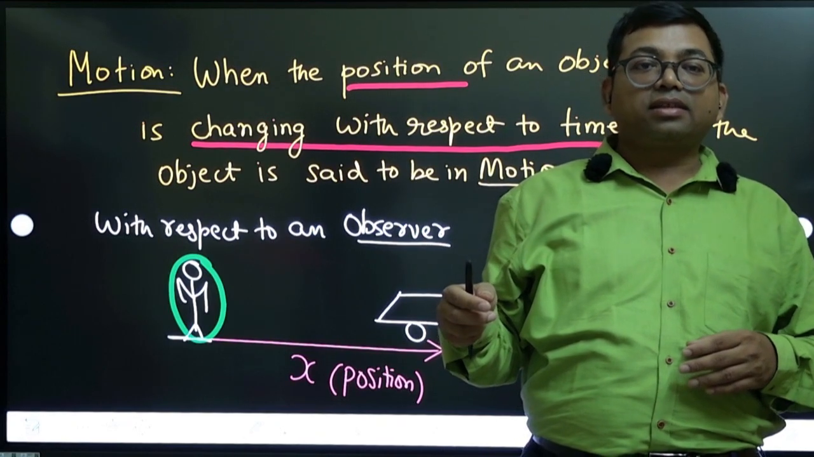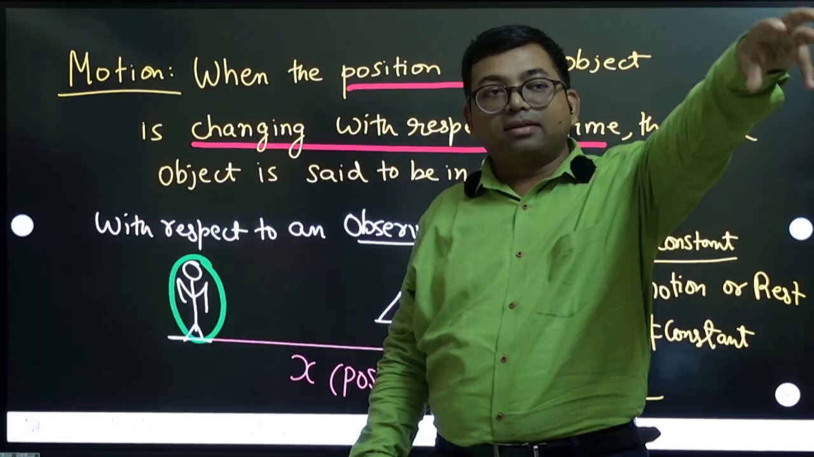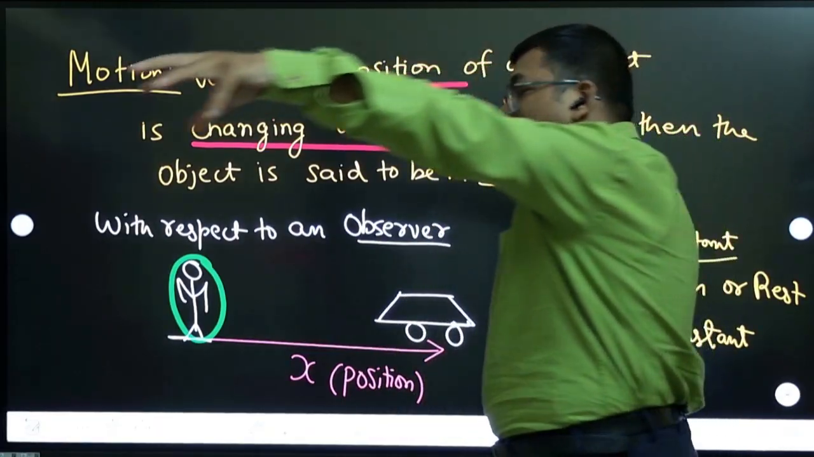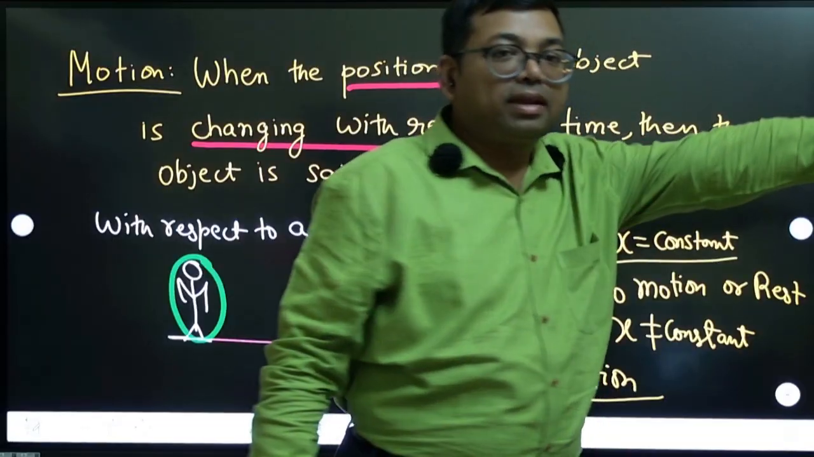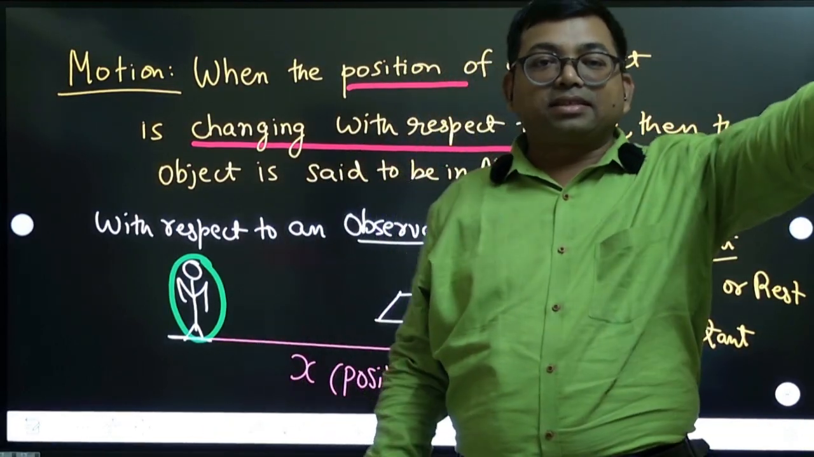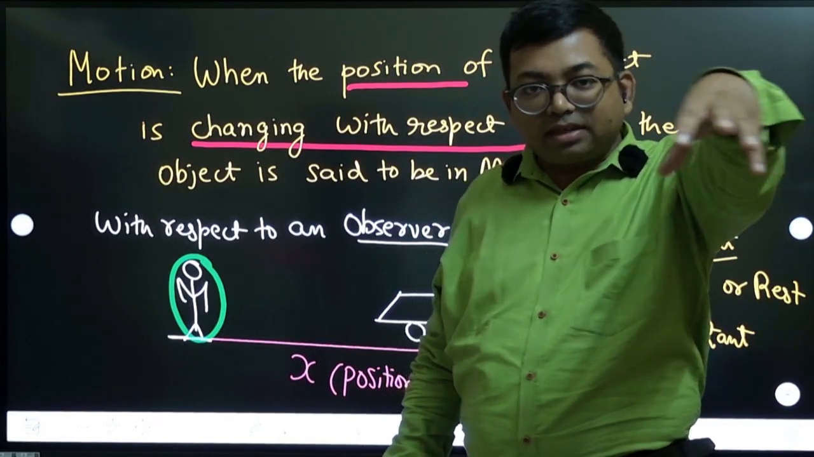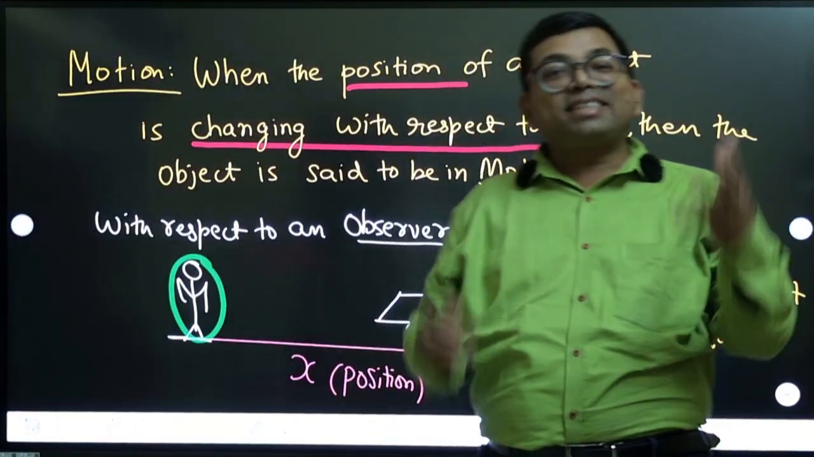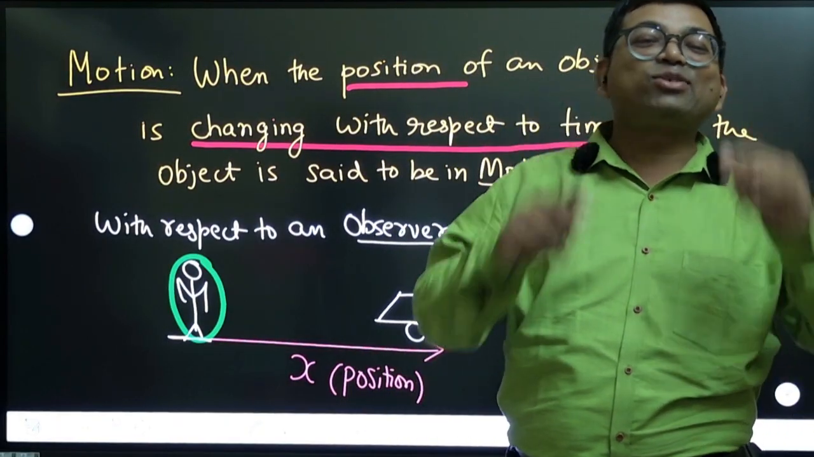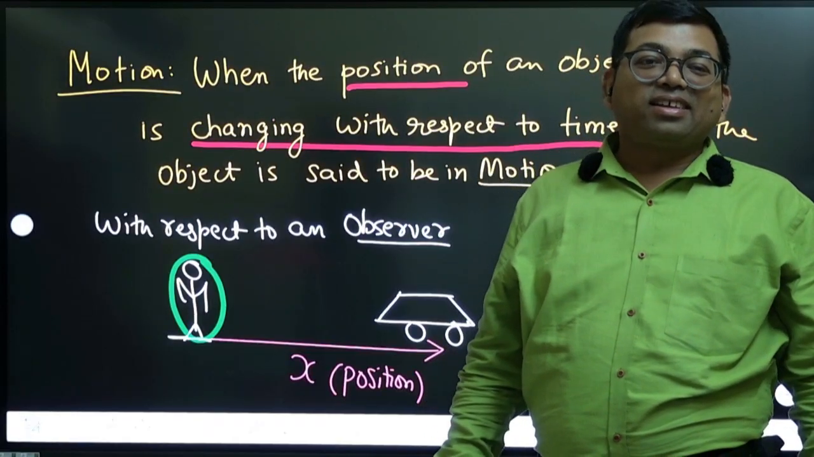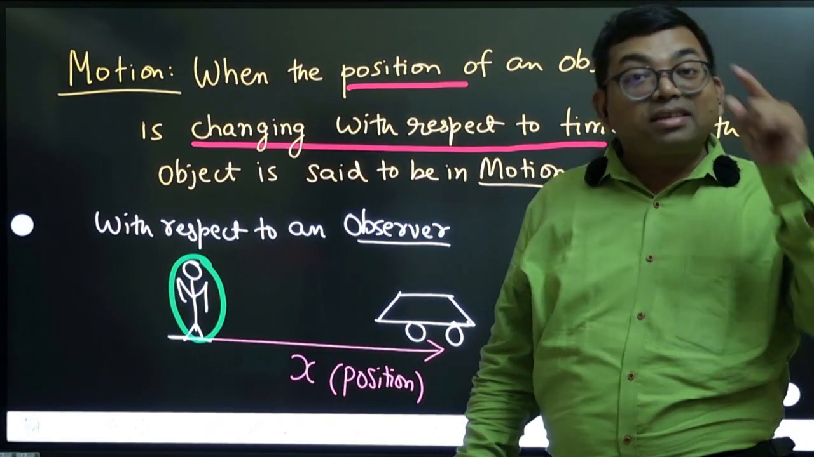Are you understanding this? Suppose for example I see a car, and that car is going in a circle, like this. If the car is moving in a circle at the same distance, let us say 2 meter, but it is under motion, in a circular motion, the distance is not changing because the radius is 2 meter. The radius is 2 meter, but it is under motion.